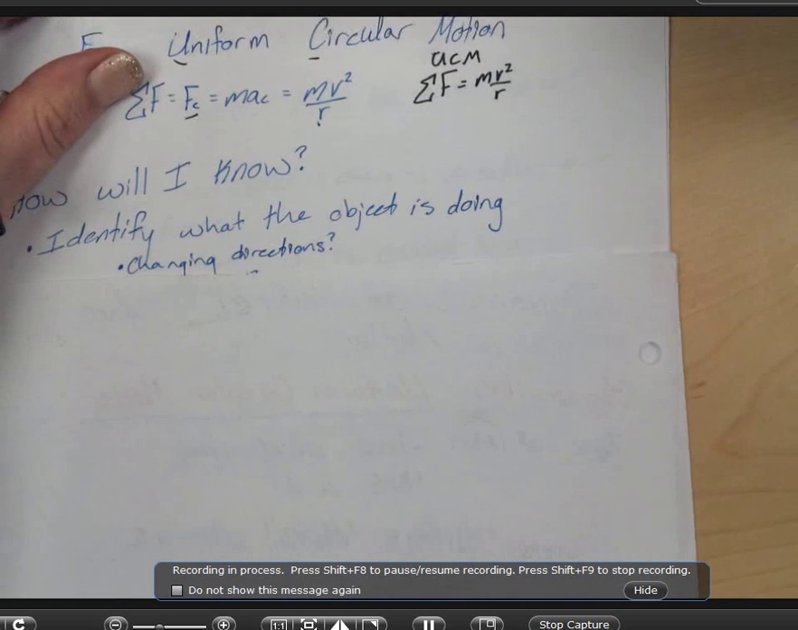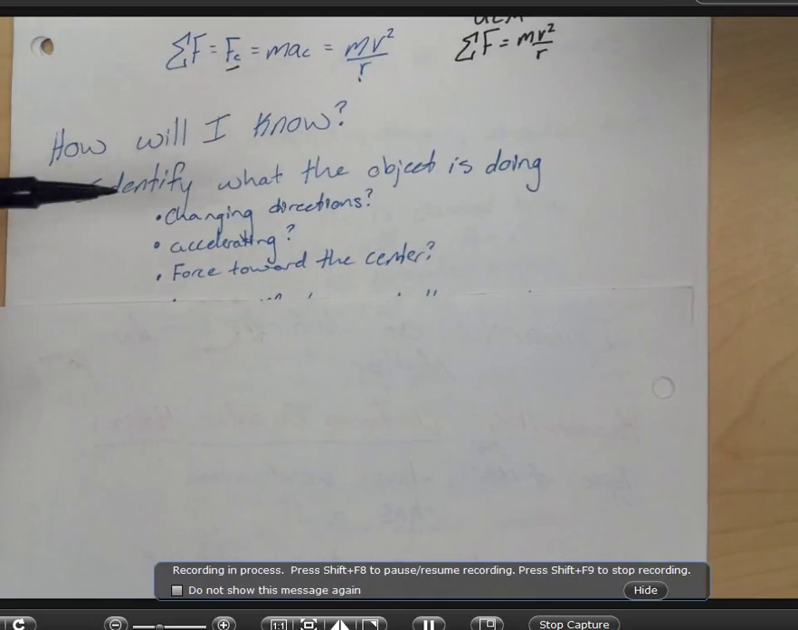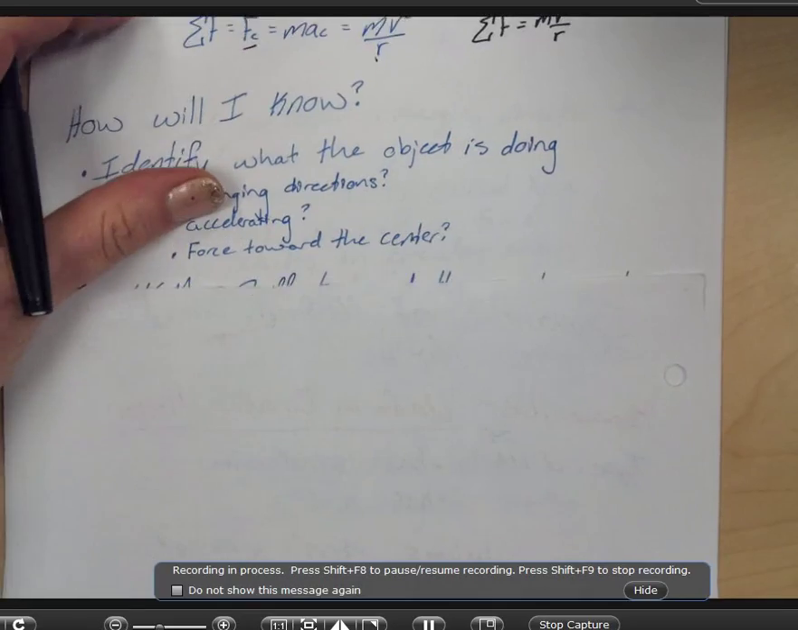So how are you going to know when you're dealing with an object that is experiencing uniform circular motion? Well, the first thing that you've got to look at is, what is the object doing? Is it changing directions? If it's changing directions, it's accelerating. Is it doing another type of speed up or slow down? If so, then it's experiencing a net force. And is that force toward the center of the circle? Is the only thing happening that the object is changing directions?